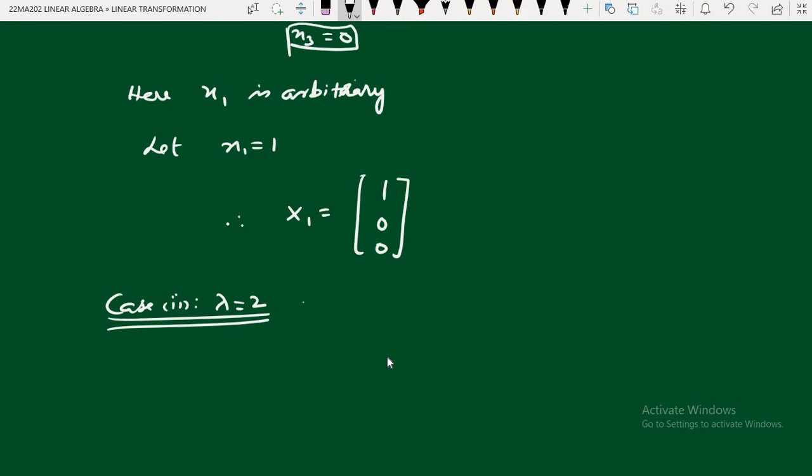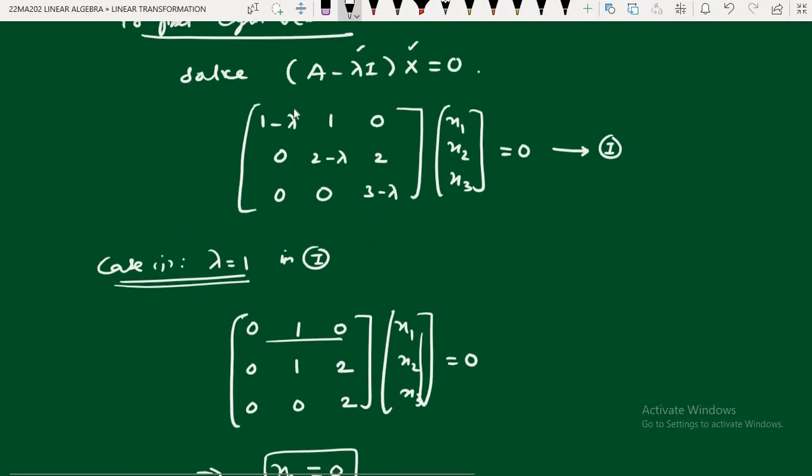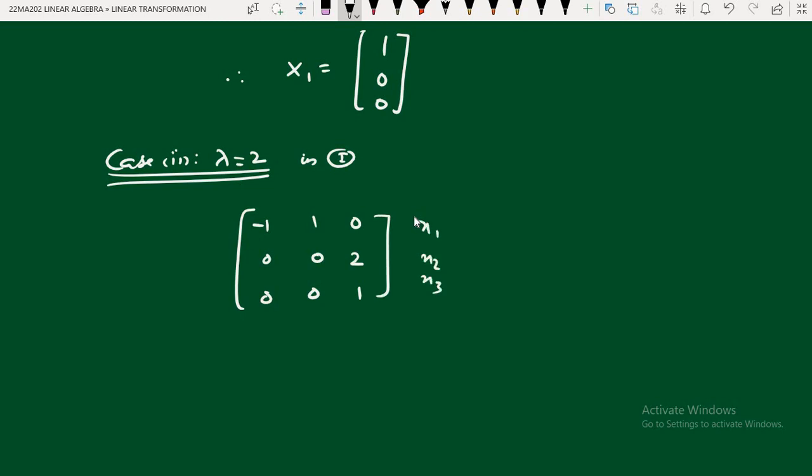For lambda equal to 2, again you have to substitute in equation number 1. You can get one coefficient matrix. So substitute here lambda equal to 2. That means you can get the matrix minus 1 1 0, 0 0 2, 0 0 1. So this is the matrix you can get if you substitute that lambda value in equation number 1. Now the x value is x1 x2 x3, and the product is equal to 0.